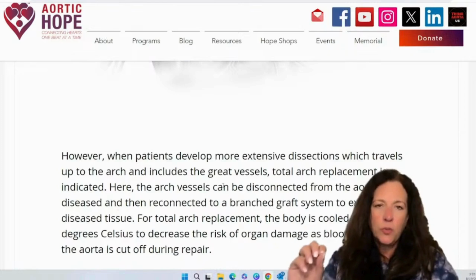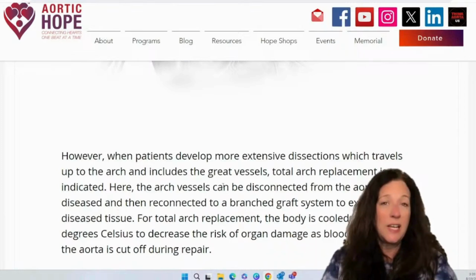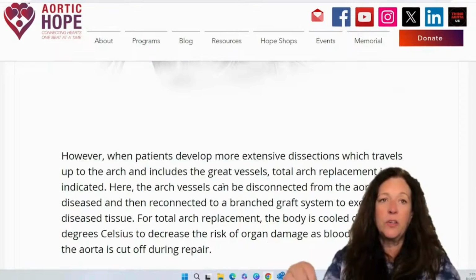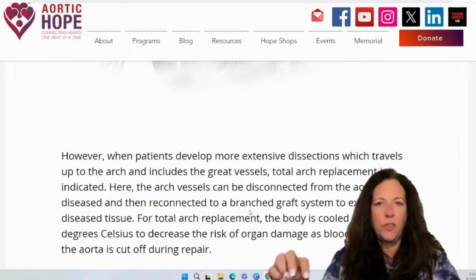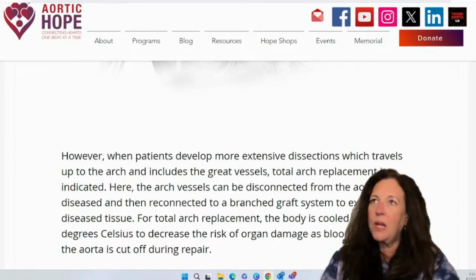So for a total arch replacement, the body is cooled down to 18 degrees Celsius to actually decrease the risk of any organ failure or organ damage as the blood supply from the aorta is cut off during the repair, which is interesting because I was cooled down too.